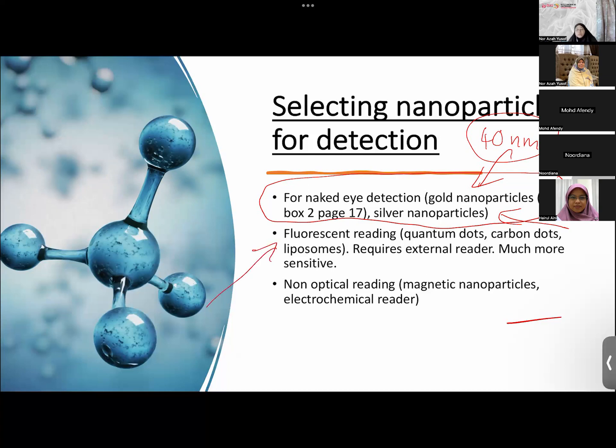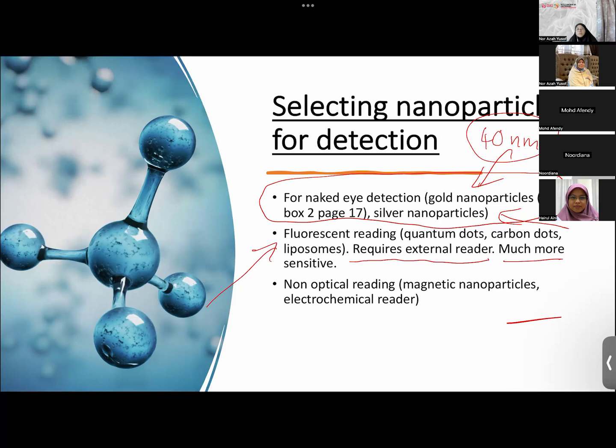So there are other options, fluorescent types. You can use quantum dots, carbon dots, and dye-conjugated liposomes. Okay, and this, unfortunately, is difficult to observe by using naked eye, because as we know, fluorescent material requires UV light to expose the quantum dots in order to observe the lines.